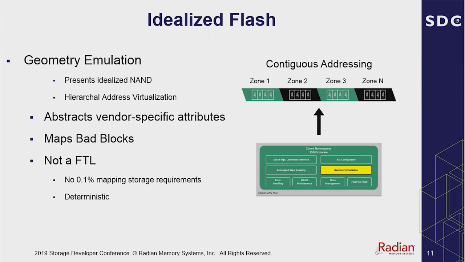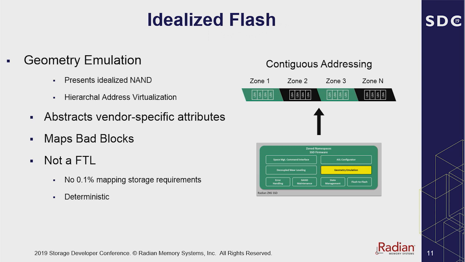Idealized Flash is provided by geometry emulation, where the device provides the host with an idealized representation of the NAND. This is based in part on Radian's hierarchical address virtualization. Radian zones are comprised of NAND array units that come from the same isolated region. Geometry emulation abstracts that NAND geometry and vendor-specific attributes, thereby presenting the host with zones of idealized flash.